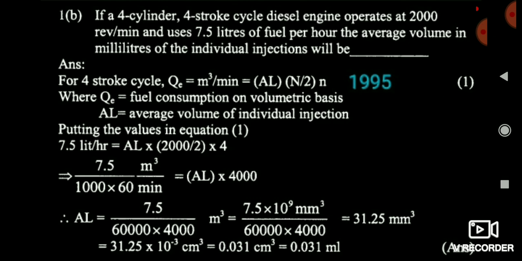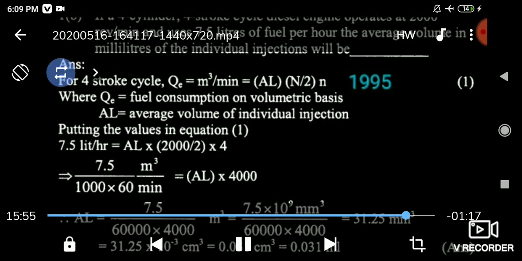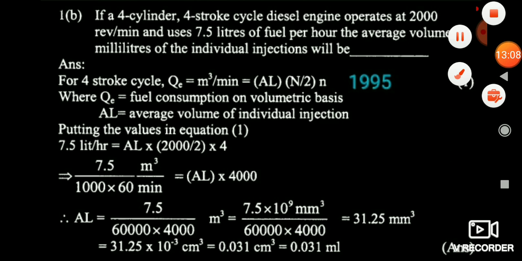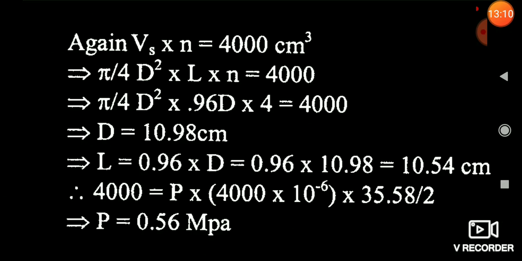You first understand the question. You have to understand that the first thing to calculate in step 1 is the number of injections per hour. First you calculate that, and after that you divide the total volume, meaning 7.5 liters, by the number of injections, and then you get your answer. You convert the answer into milliliters, as it is asking, so you can easily convert it.